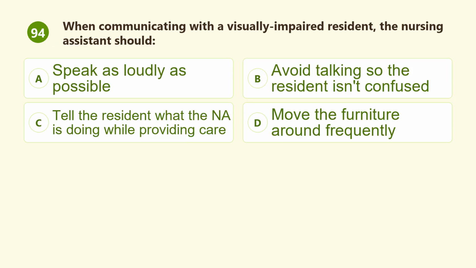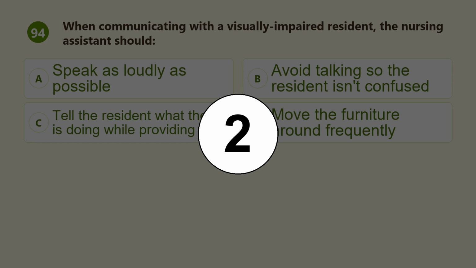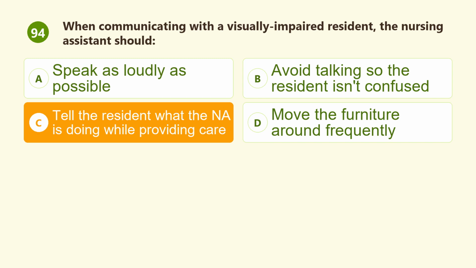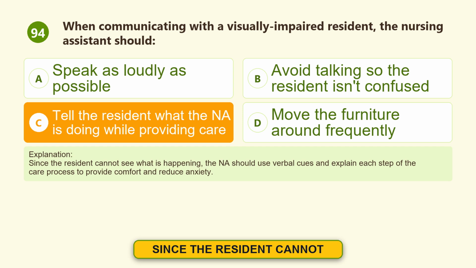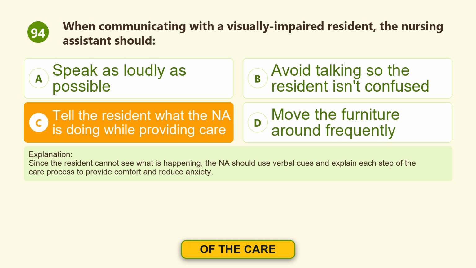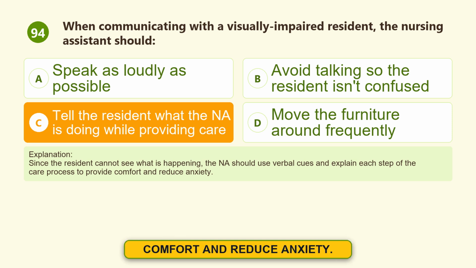Question 94. When communicating with a visually impaired resident, the nursing assistant should: Option A, speak as loudly as possible. Option B, avoid talking so the resident isn't confused. Option C, tell the resident what the NA is doing while providing care. Option D, move the furniture around frequently. The correct answer is option C, tell the resident what the NA is doing while providing care. Since the resident cannot see what is happening, the NA should use verbal cues and explain each step of the care process to provide comfort and reduce anxiety.